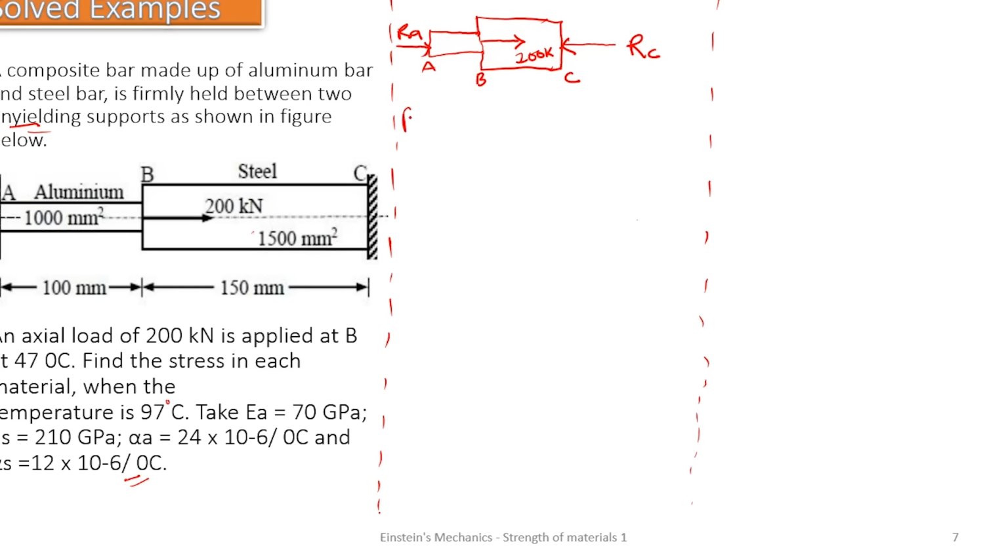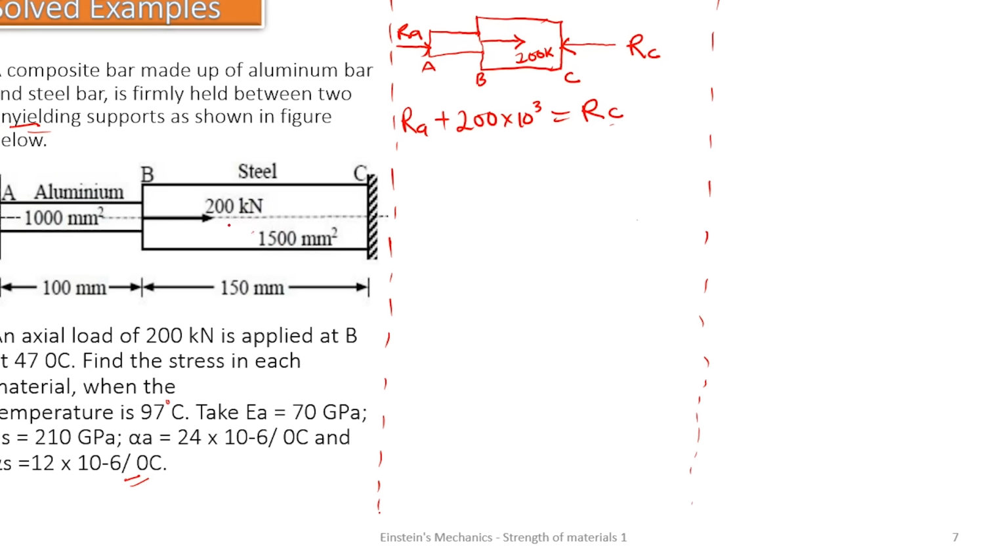That's quite interesting. So we can write our first equation from this one. So I can say that the reaction at A plus the 200 kilonewton is equal to the reaction at C. Yes, that's true. And inside this bar, there are two things causing both the stress and the strain. The action of what? Temperature, and the action of what? Forces. Remember, the respective forces are going to cause strain and stress, as well as the temperature increase is also going to cause a strain and what? A stress.